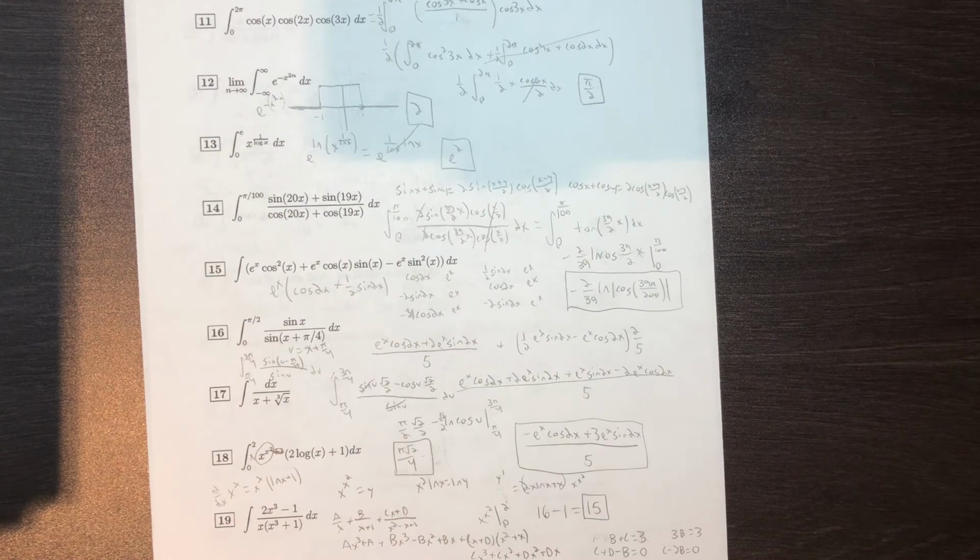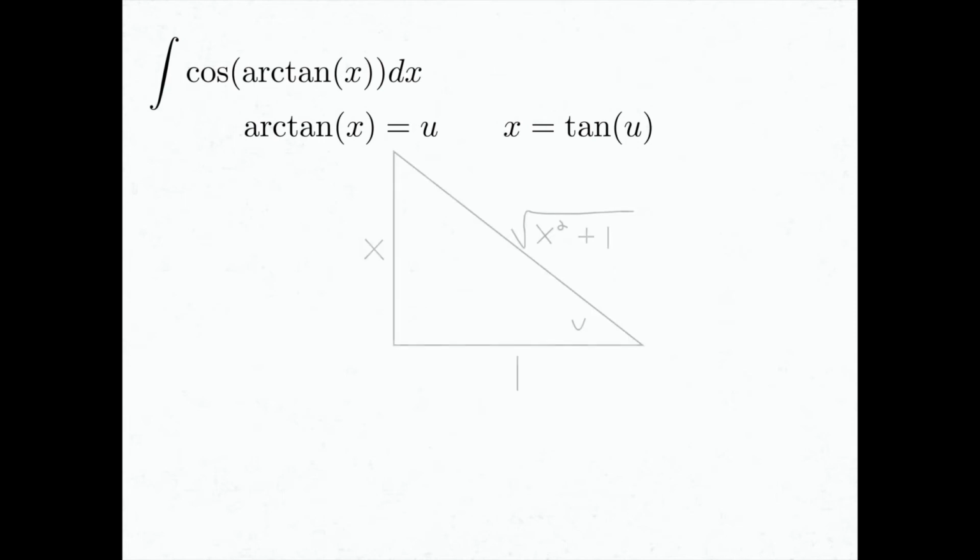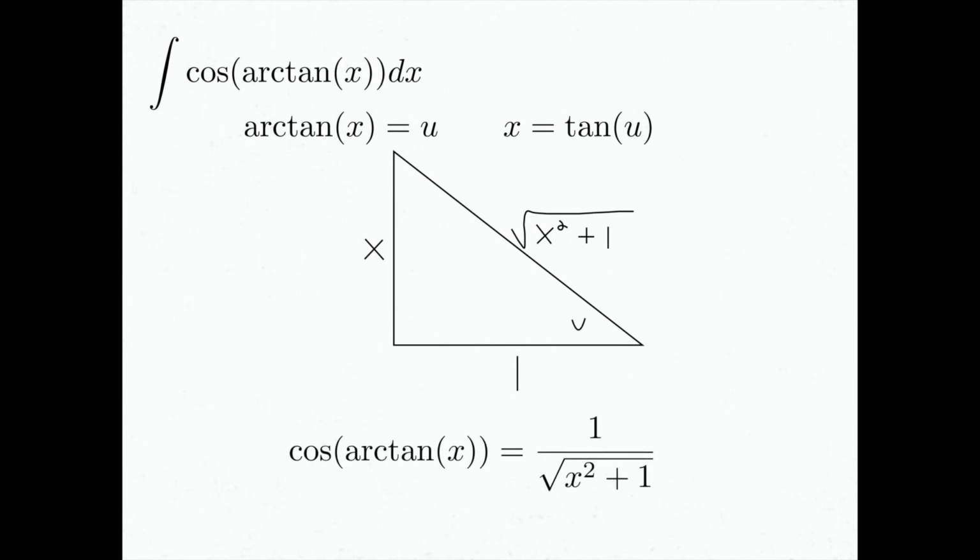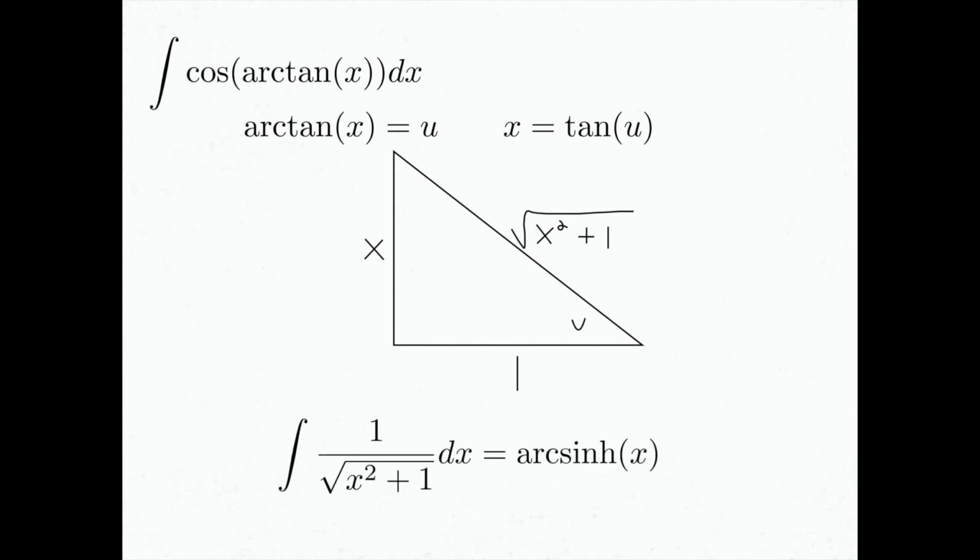Okay, moving on to question 20, we have the cosine of arctangent of x. Now, whenever you have some trig function of some arc trig function, or inverse trig function, you can simplify that by using a right triangle. So if we have arctangent of x equals u, then tangent of u equals x. So drawing in a right triangle, if tangent of angle u is equal to x, then this hypotenuse must be root x squared plus 1. So the cosine of u, which is what we want, is equal to 1 over root x squared plus 1. So this is really just the integral of 1 over root x squared plus 1 dx.